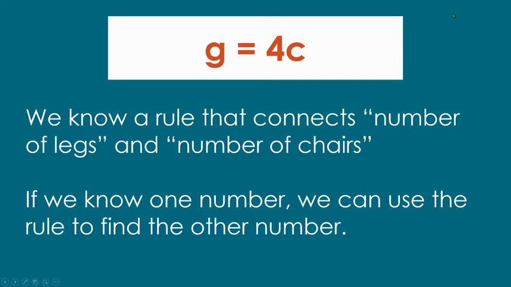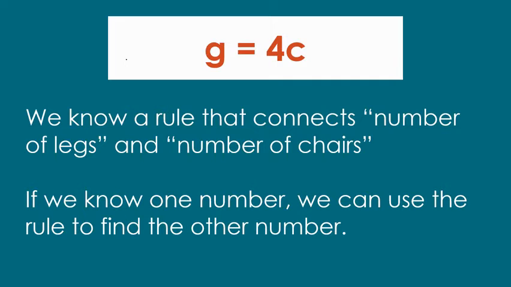So this rule that we've created, this g is equal to 4c, what it's done is it's connecting the number of legs and the number of chairs. So again, all we're doing is we're taking the number of chairs that we have, we're multiplying it by 4, and that gives us the number of legs. So the beautiful thing about equations, about rules, is as long as I have one of the numbers, if I have the number of chairs or if I have the number of legs, I can use this equation to figure out the other variable, the other number. So let's look at two examples. And again, you don't have to write this down. We're just looking up here.